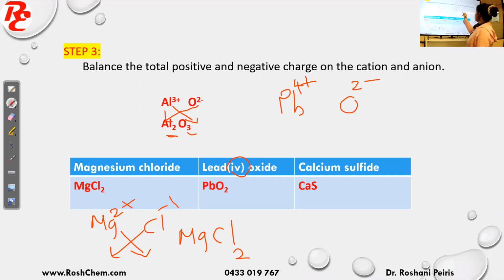Okay, so do crisscross now. So lead gets 2 and oxygen gets 4. You have to keep your numbers in the simplified form.